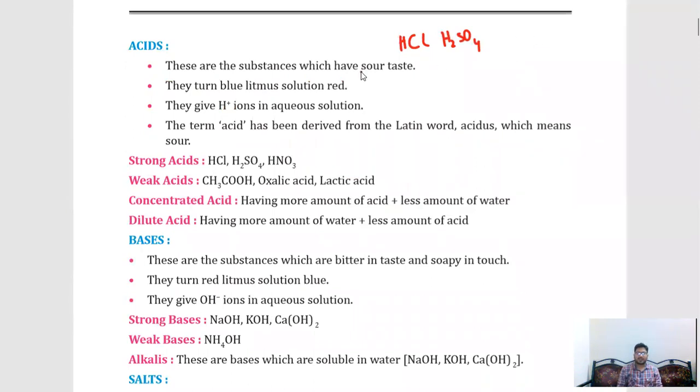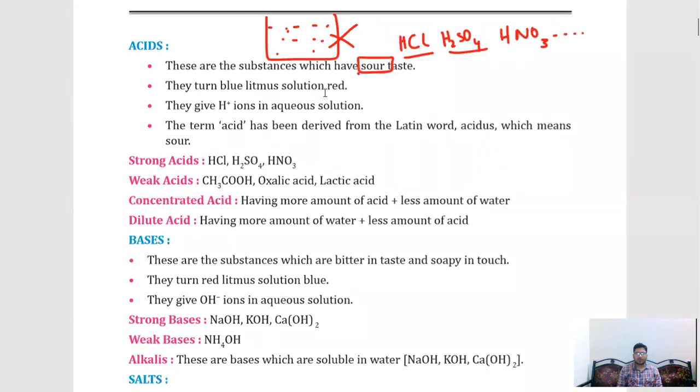it will be sour. But if you want to taste HCl, H2SO4, HNO3, nitric acid, etc., how to taste? You have to take one big bucket of water, try to add 1 drop of acid in that water, and try to taste it. You can feel that taste as sour. But don't try this method. Don't try to taste these strong acids.